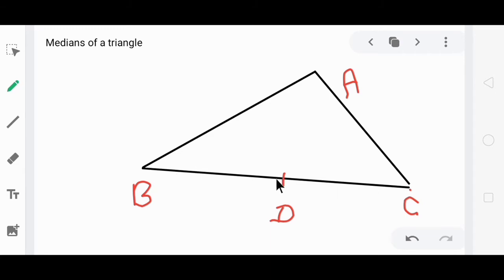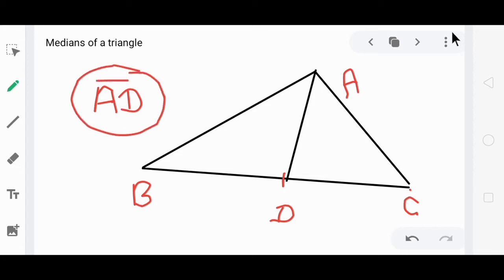Now if we join this midpoint to the opposite vertex of the triangle, the line segment which is formed, which is AD, is called the median of the triangle. Let me repeat it. For this side BC, A is the opposite vertex, so we join the midpoint of BC to the opposite vertex, which is A. And the line segment which is formed is called the median of the triangle.